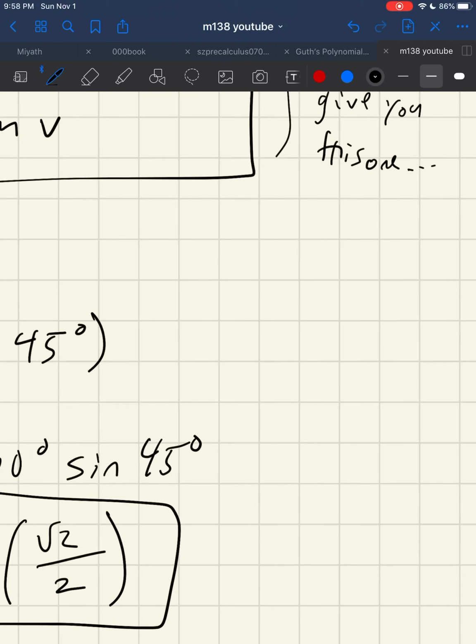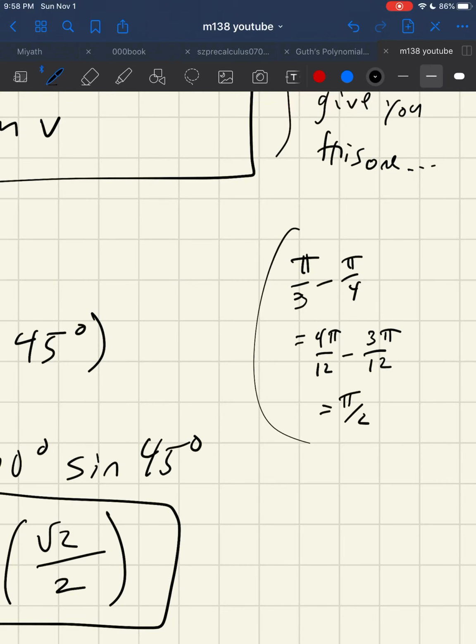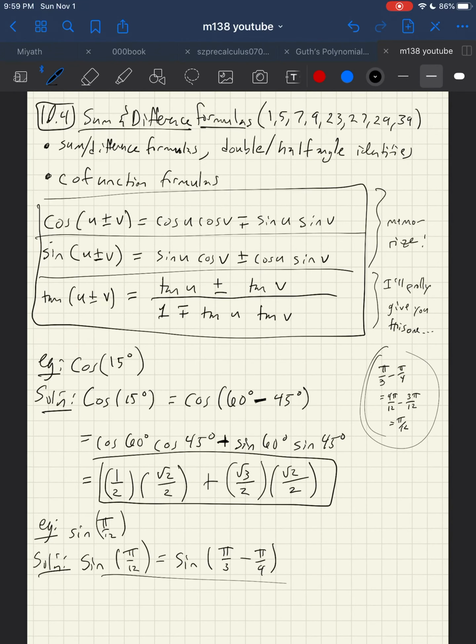And if this isn't obvious, that's okay. Let's see what's the math that I did in my head here. I said pi over 3 minus pi over 4. Well, I need to find a common denominator, so that's going to be 4 pi over 3 times 4 is 12, minus 3 pi over 3 times 4 is 12, and this gives me, of course, pi over 12. Right, so that was kind of the math that I did in my head for this step here.